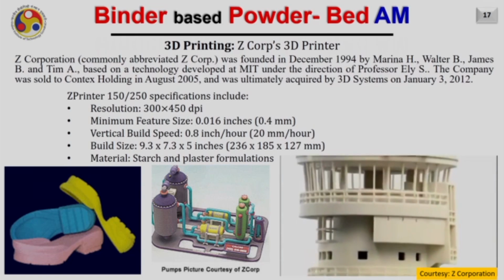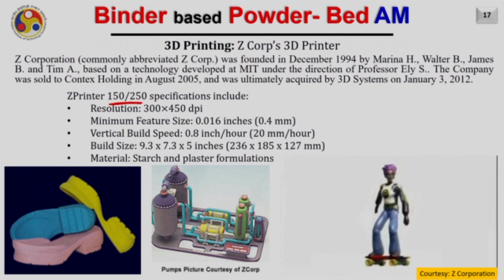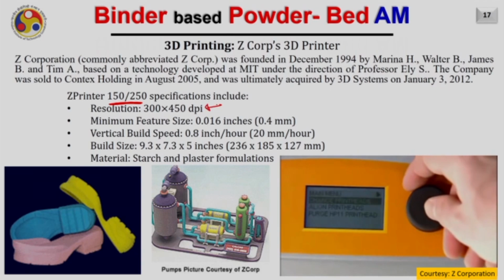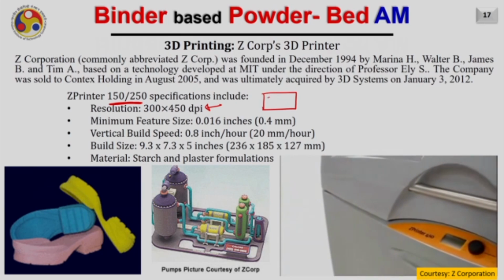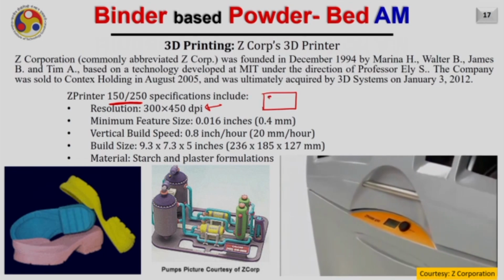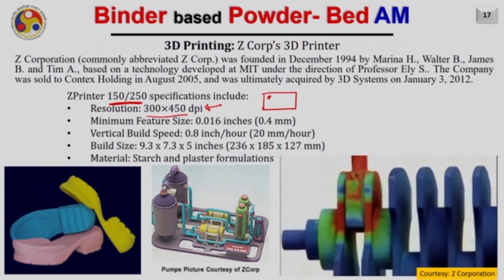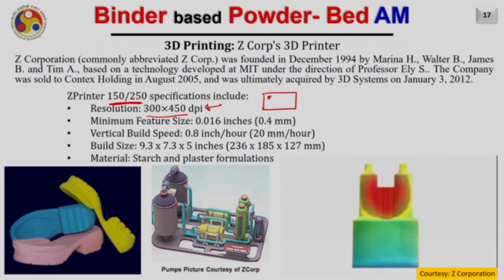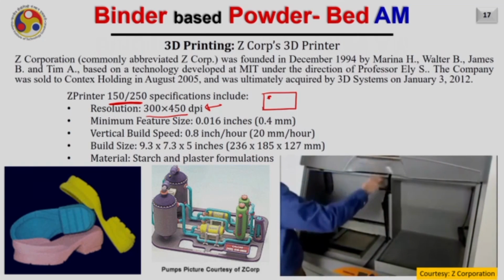Typically the Z printer machine, which is the 150 by 250 specification, has a resolution of 300 by 450 DPI, because on a sheet the ink is deposited and the resolution of this ink is defined by DPI. So 300 by 450 dots per inch. This is the resolution onto the XY plane. Now the vertical resolution is defined by the layer thickness.